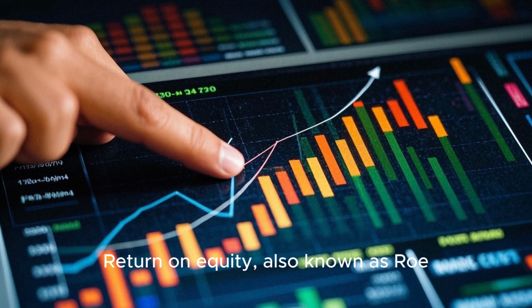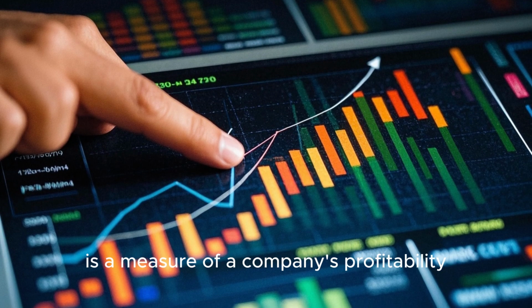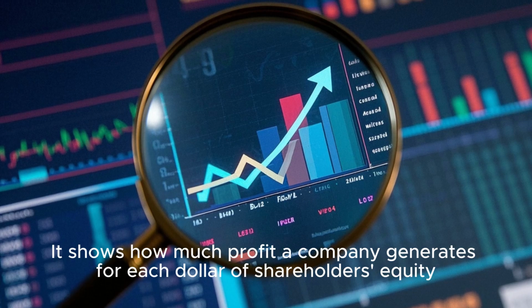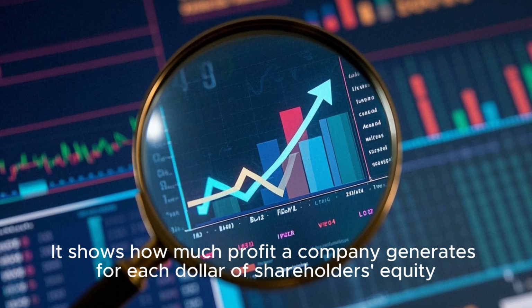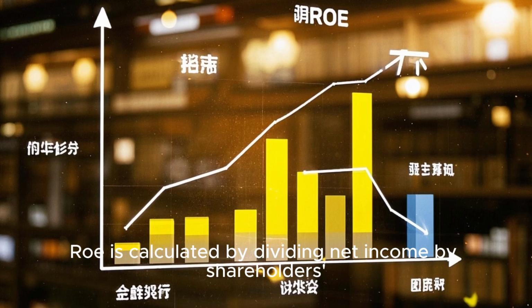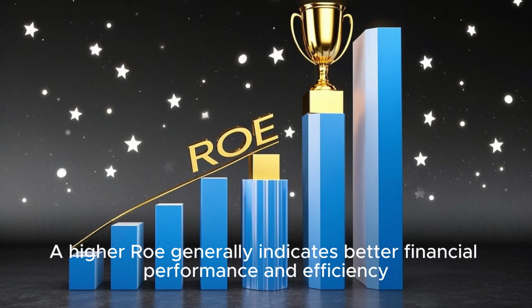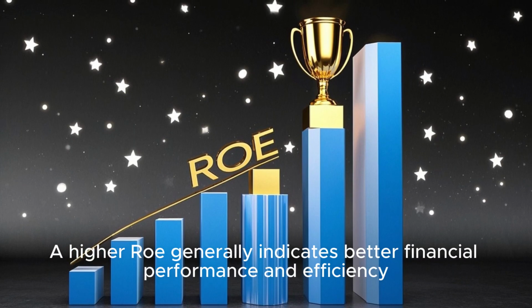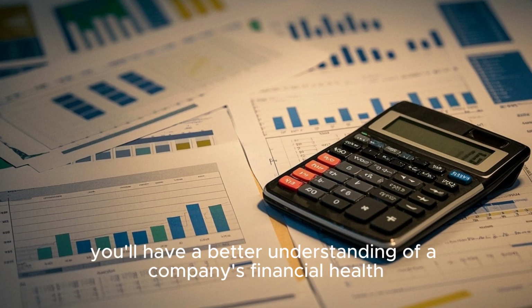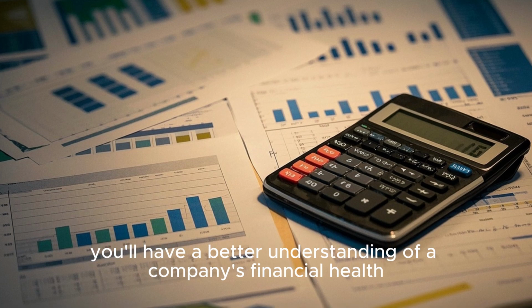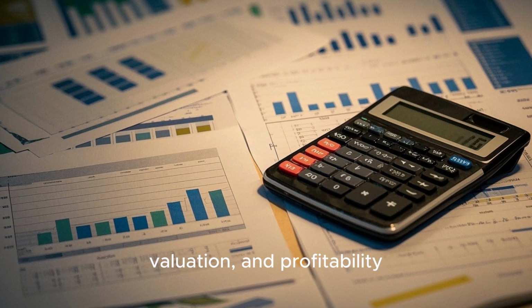Return on equity, also known as ROE, is a measure of a company's profitability. It shows how much profit a company generates for each dollar of shareholders' equity. ROE is calculated by dividing net income by shareholders' equity. A higher ROE generally indicates better financial performance and efficiency. After calculating these key ratios, you'll have a better understanding of a company's financial health, valuation, and profitability.